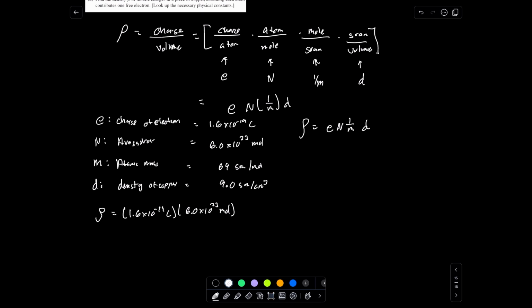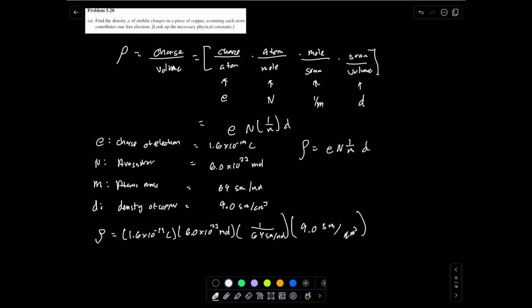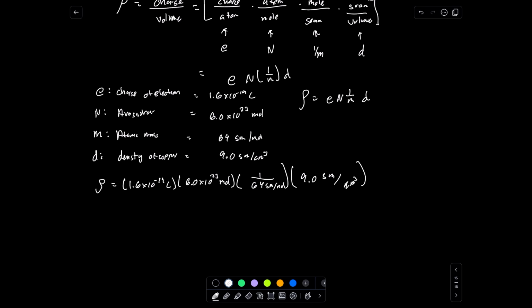So now we have our atomic mass, which would be 1 over 64 mole. And then our density of copper, which is 9.0 grams per centimeter cubed here. Upon evaluating this, we will end up with 1.4 times 10 to the 4 coulombs per centimeter cubed.